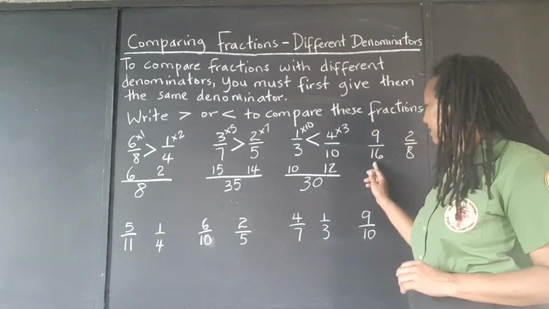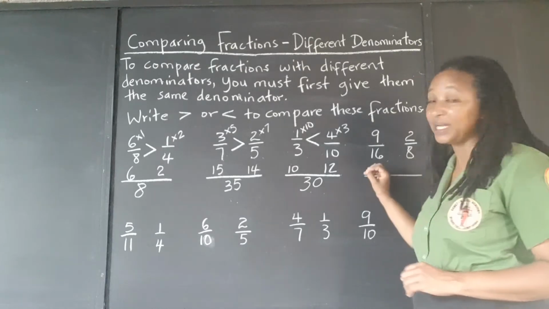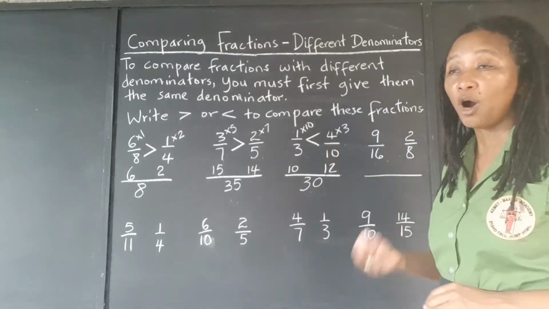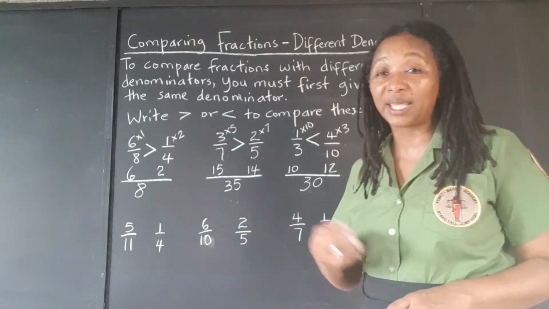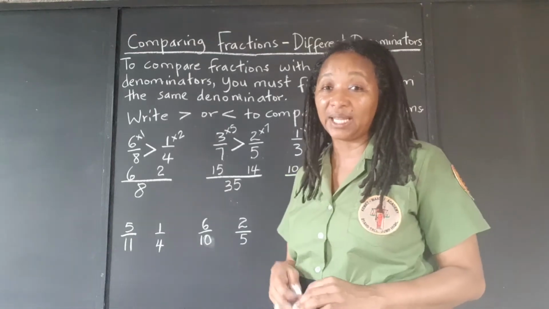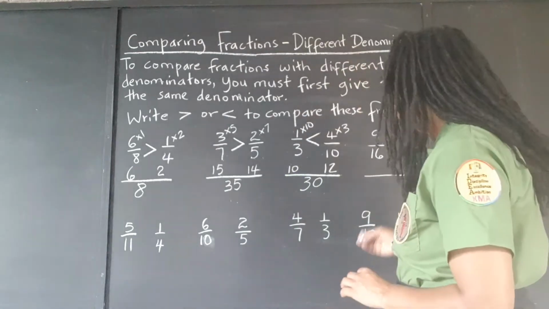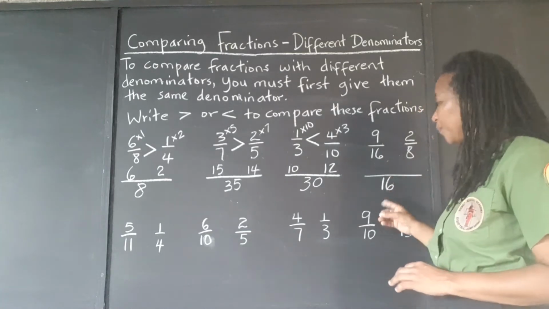We have 9/16 and 2/8. Alright, so 8 can go into 16. Like I said, always start by looking at the bigger number to see if the smaller one can go into it, is a factor of it, and that will indicate that the bigger one is the LCM. So 16 is the LCM because 8 can go into 16.